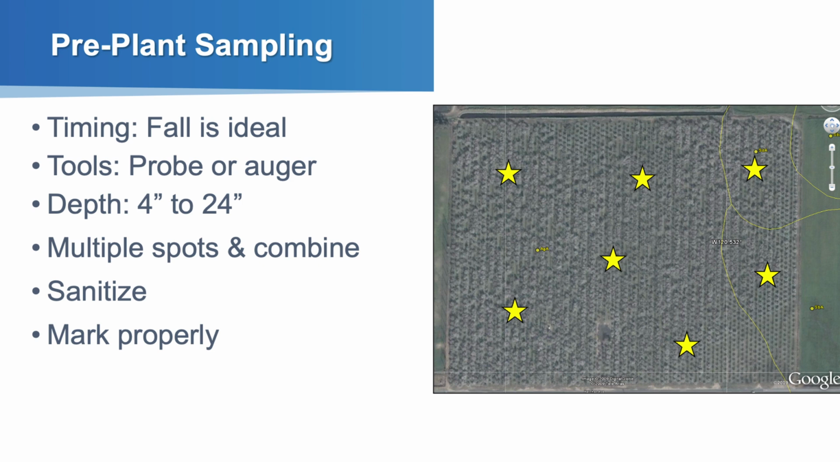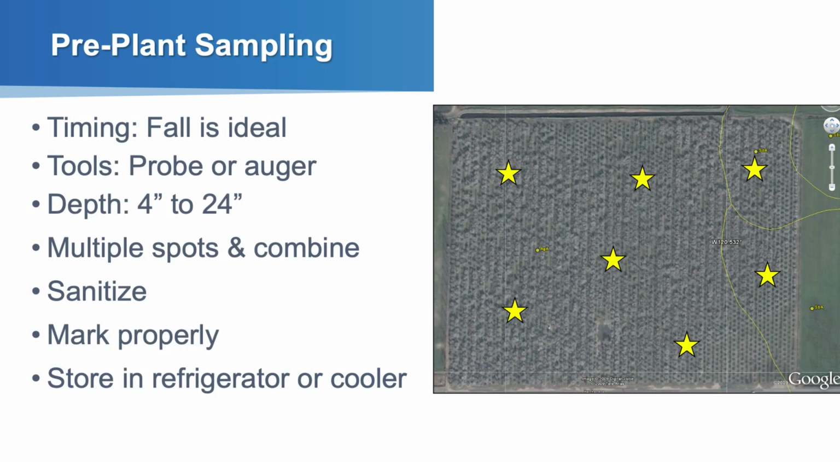Mark it properly. I can't tell you how many times people have accidentally swapped a number, 6 for a 0, and they switched up the fields. Because at the end of the day, you're getting an Excel table with those numbers that denote whatever your orchard is. So sample properly. And then try to keep it cool. Ideally, you want to get them to the lab as quickly as possible, or put them in a thing that can help maintain soil temperature, which is about 60 degrees Fahrenheit.